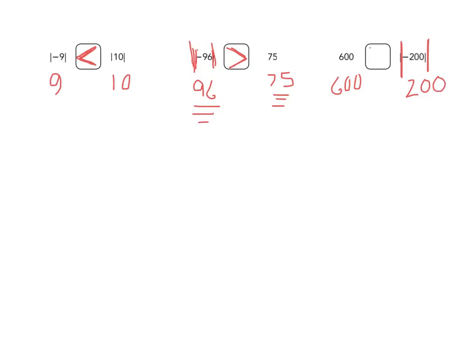Well, the value of a regular 600 is going to be more than the absolute value of 200, or even just a regular 200, because those both have a value of 200. But I can tell that 600 has a greater value overall.